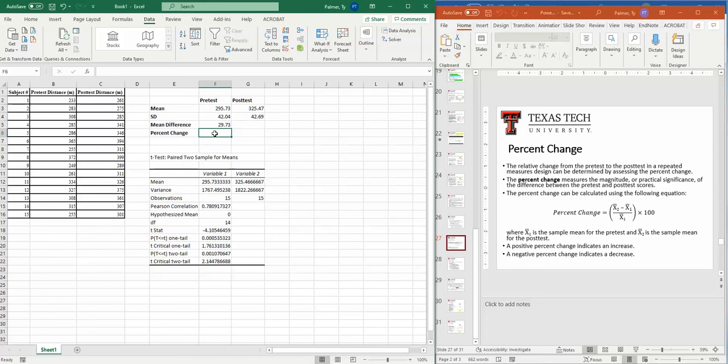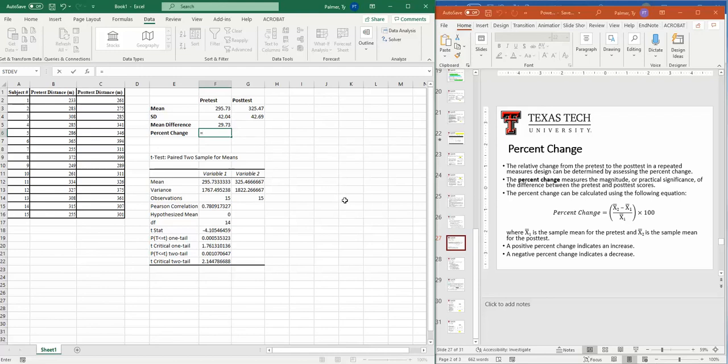To input the equation into Excel, I'm going to highlight this empty cell like I've done here, and then I'm going to click the equal sign on my keyboard, and then I'm going to proceed to type in the equation, this same equation that's over here in the PowerPoint. Again, I'm going to use this equation to calculate the percent change.